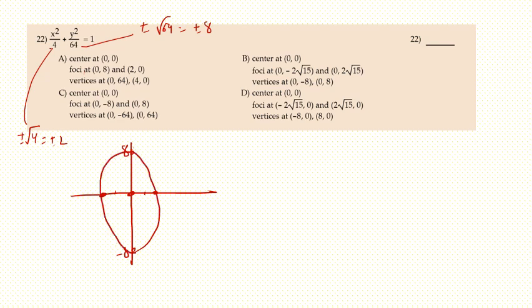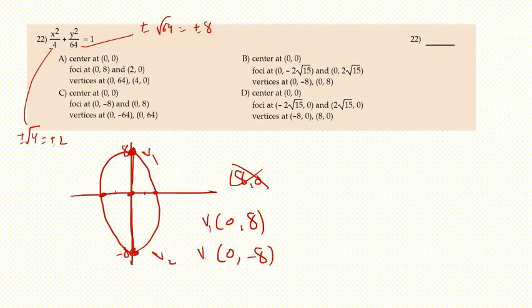So I know that the major axis is here, so here are the vertices. Here is V1 and V2. So 8 and 0. No, it's (0, 8) and (0, negative 8). So this is V1 and V2. So I'm going to cancel D, and I'm going to cancel C, and I'm going to cancel A. So I'm sure that the answer is B.